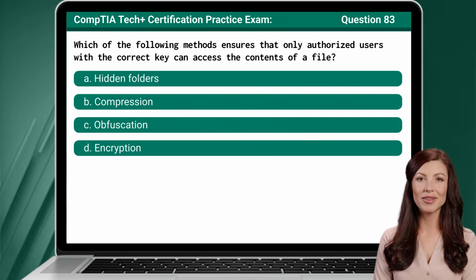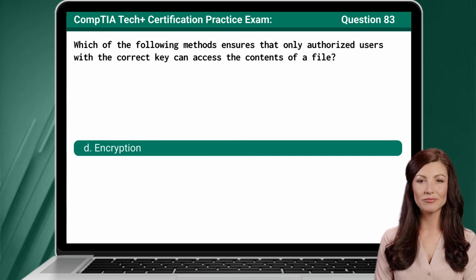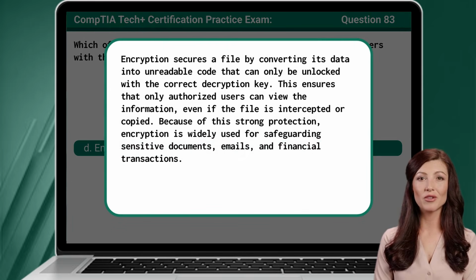The answer is D. Encryption. Encryption secures a file by converting its data into unreadable code that can only be unlocked with the correct decryption key. This ensures that only authorized users can view the information, even if the file is intercepted or copied. Because of this strong protection, encryption is widely used for safeguarding sensitive documents, emails, and financial transactions.